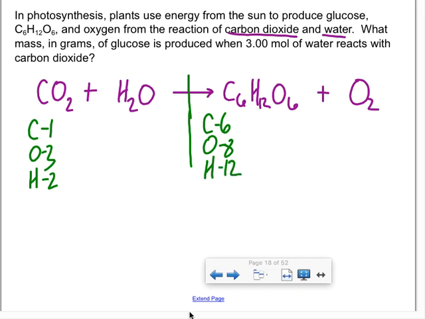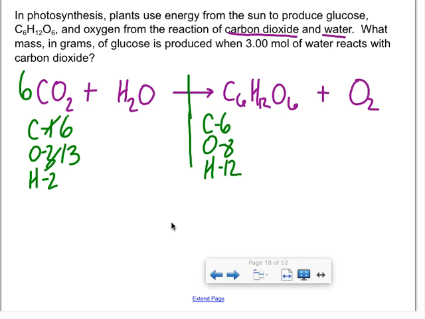So I'll start with my carbons, put a 6 here. Remember, you can only add coefficients, but this 6 distributes all the way through. So 6 times 1 is 6, 6 times 2 is 12, plus 1. Now I have 13 oxygens.